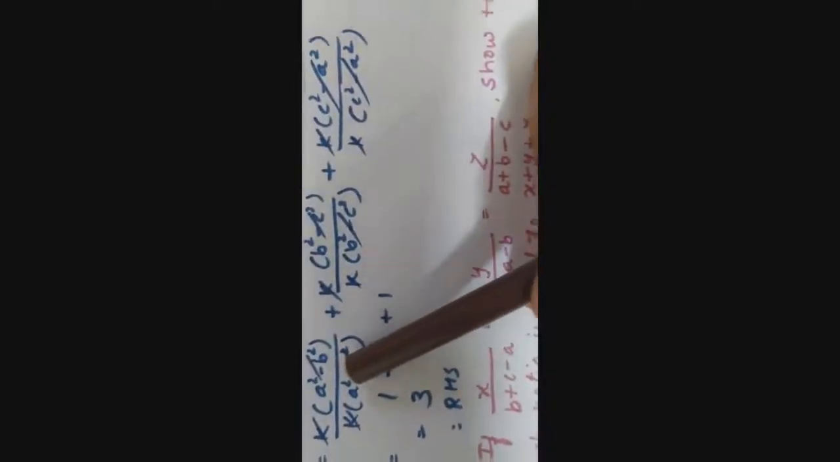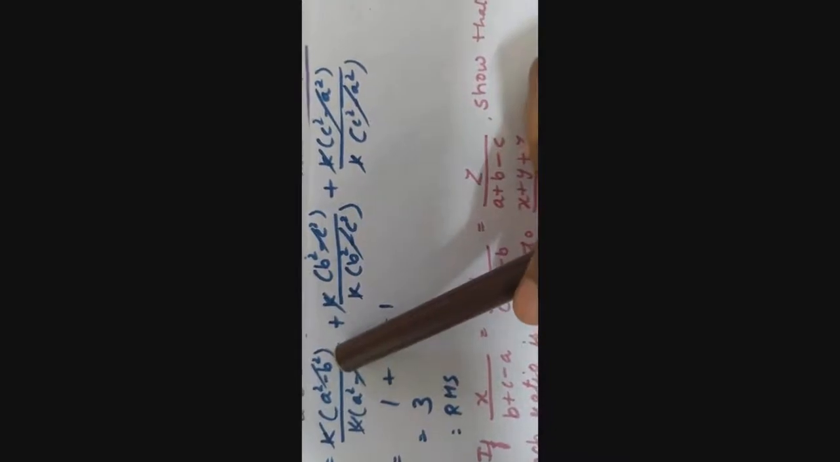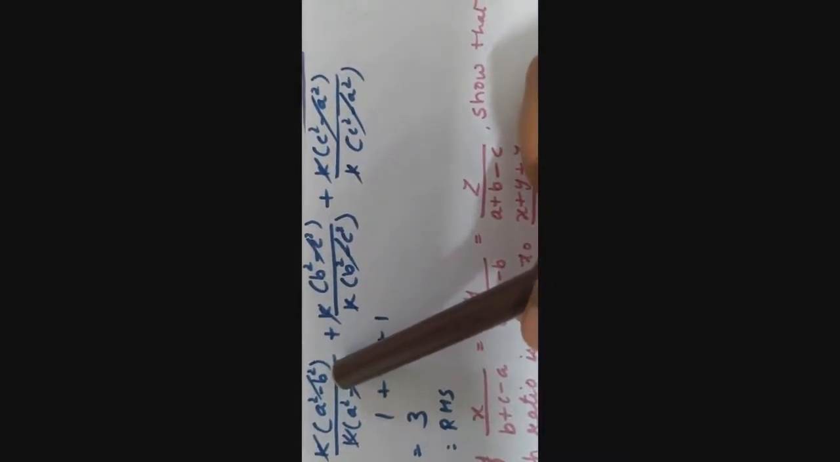Okay, now next is continuing that result only. Here I have k, in the numerator I have a plus b, a minus b, so it becomes a square minus b square. That is our identity 4. As we have learned last year, a plus b, a minus b becomes a square minus b square.